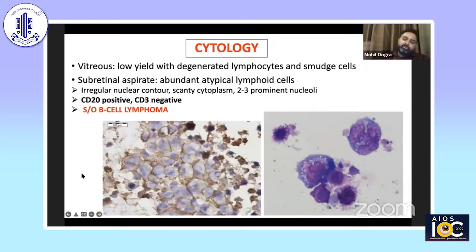The cytology of the vitreous, both the undiluted and the diluted, came back as very low yield, with degenerated lymphocytes and smudge cells. However, the subretinal aspirate, which was the third sample that we had sent, had abundant atypical lymphoid cells with irregular nuclear contour and multiple prominent nucleoli, which were CD20 positive and CD3 negative, extremely suggestive of a B-cell lymphoma.